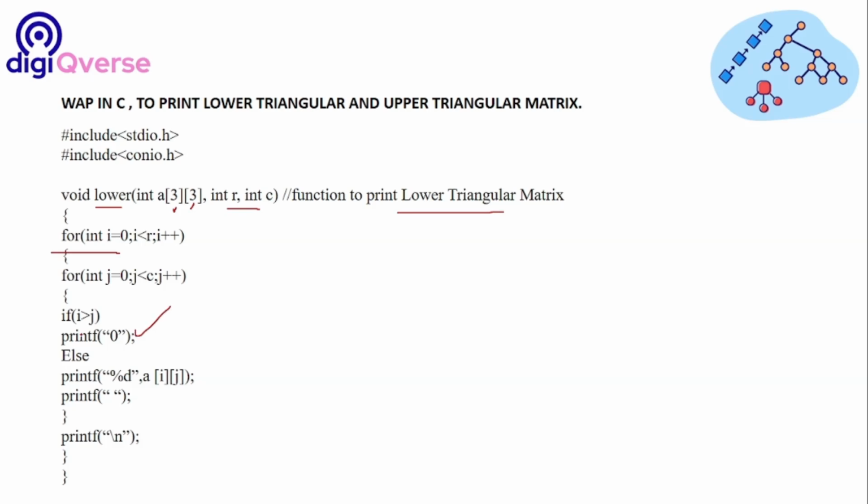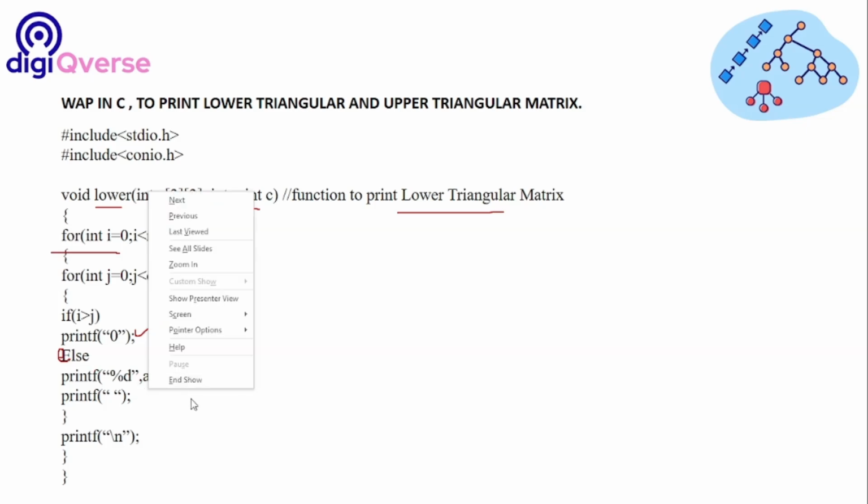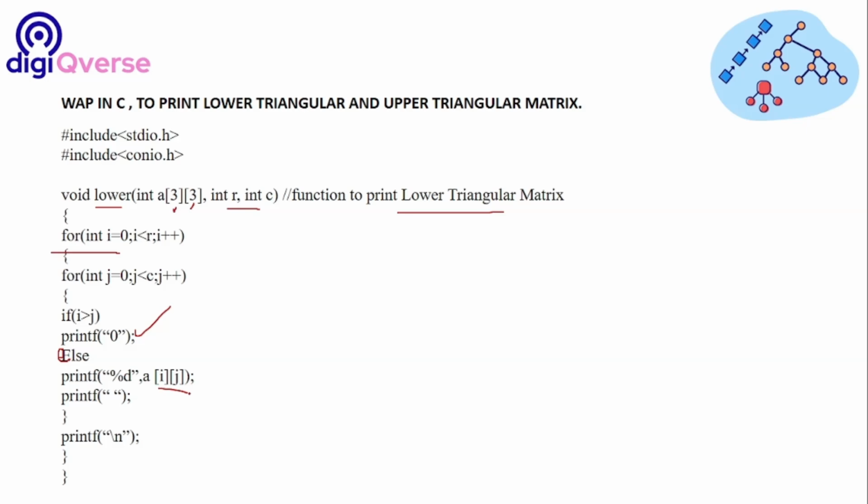Else, we define the rest of the elements, a[i][j]. The space gives the proper indication of the matrix layout, and printf with backslash n prints the elements on the next line according to the matrix form, right?